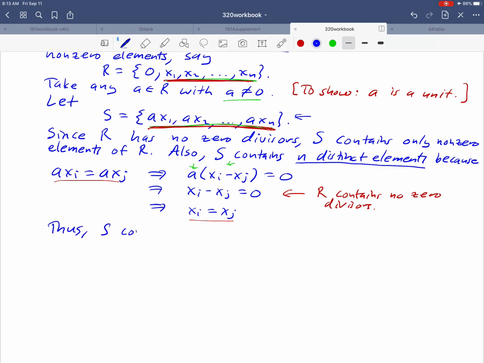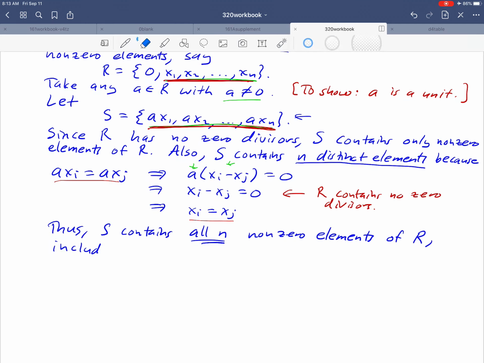So we can say with confidence then that S contains all n non-zero elements of R. And since R is an integral domain, one of those non-zero elements has to be the unity element. Said another way, that means that there has to exist an i such that one of those a times xi in our set S has to equal 1, the unity element.